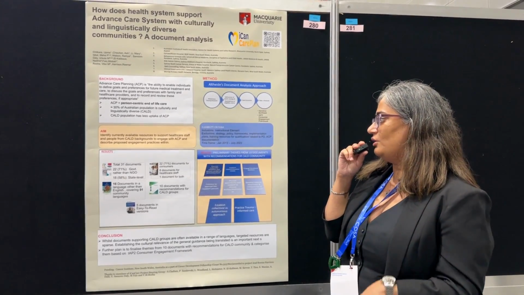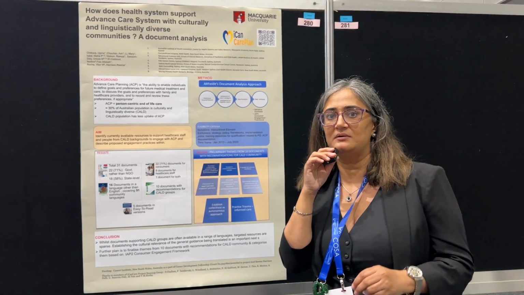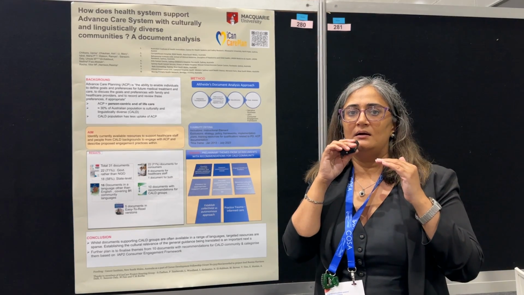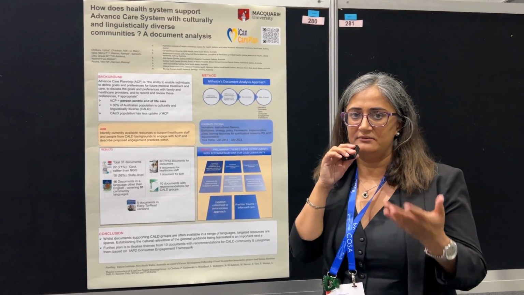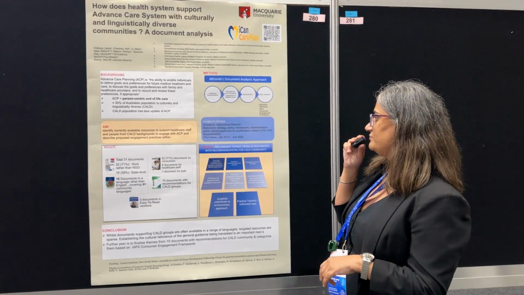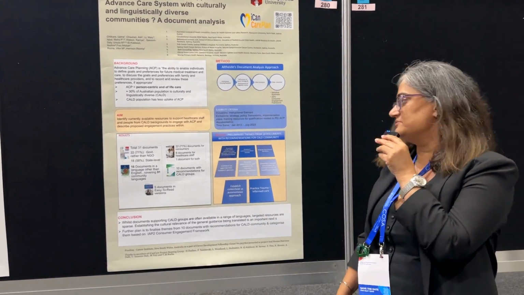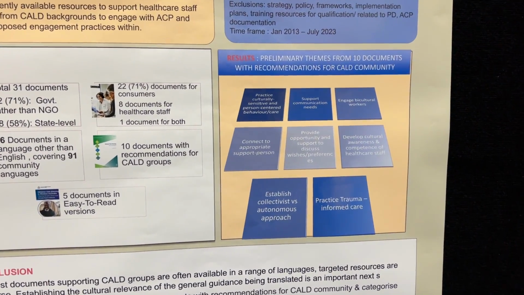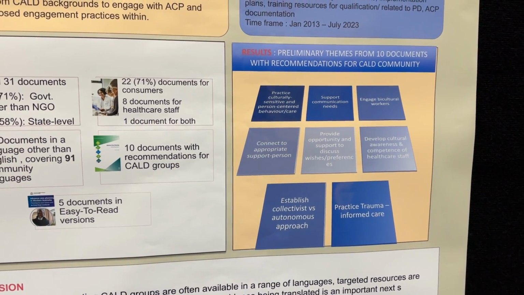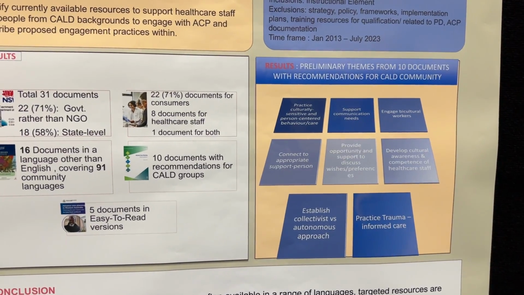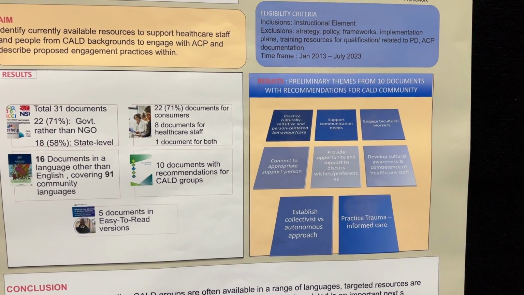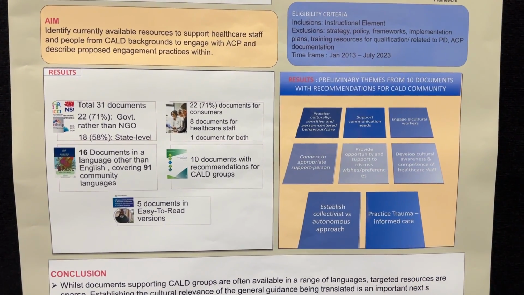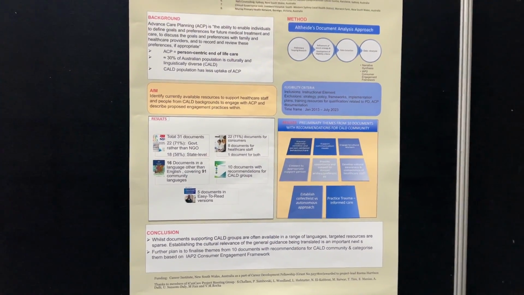So, moving on, while analyzing the 10 documents which had some recommendations for CALD groups, we found that they had a number of steps, the recommendations on how to engage these populations. So we've got things like practice culturally sensitive and person-centered behavior or care, support communication needs, engage bicultural workers, connect to appropriate support person, provide opportunity and support to discuss their wishes and preferences, developing cultural awareness and competence of healthcare staff, establishing collectivist versus autonomous approach, and to practice trauma-informed care.